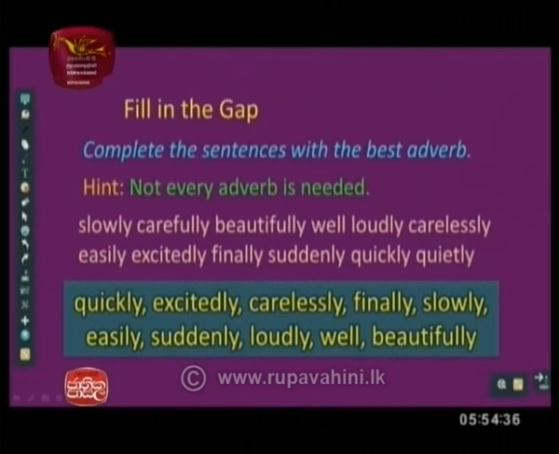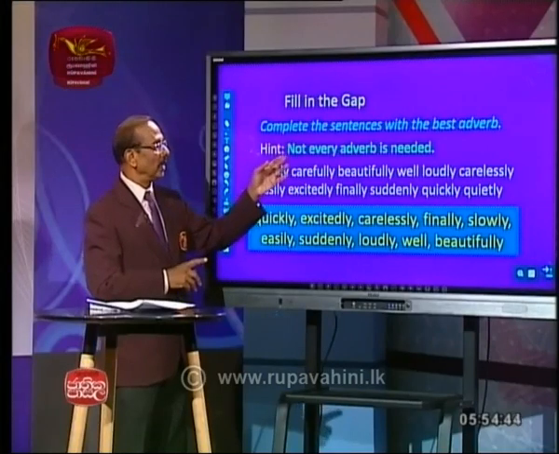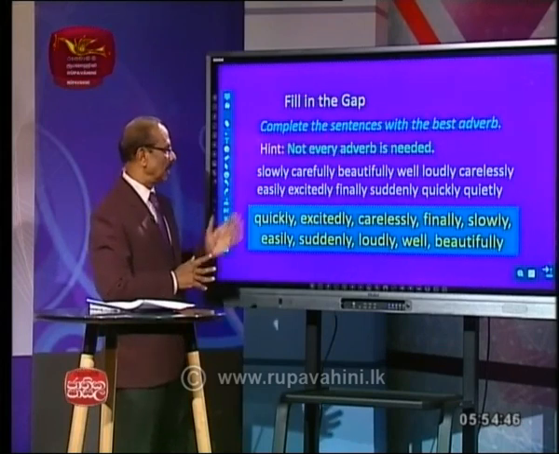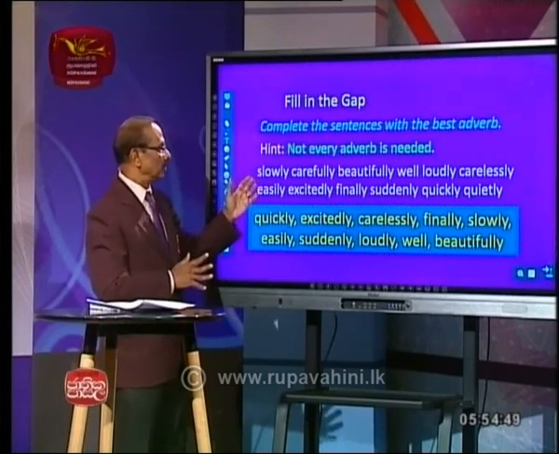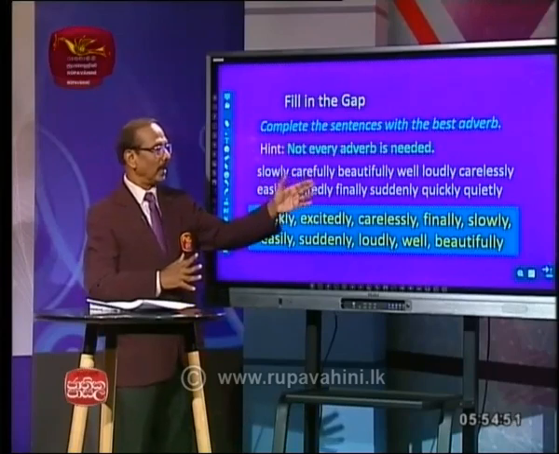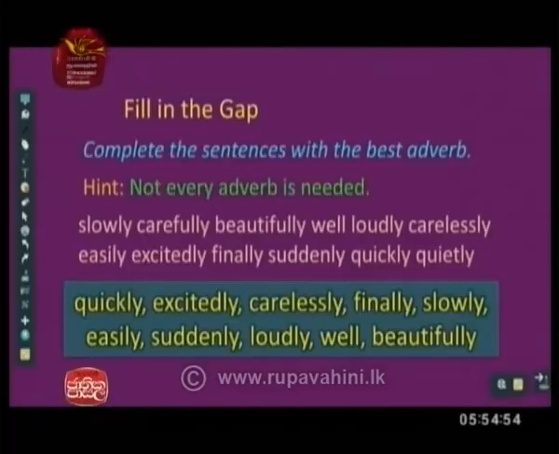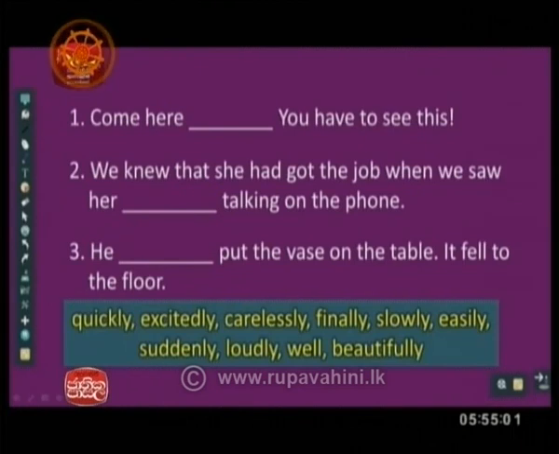Now here are some exercises. Let us do it. Complete the sentences with the best adverb. Not every adverb is needed. මෙතන තියෙන හැම එකක්ම අවශ්‍ය වෙන්නේ නැහැ. Slowly, carefully, beautifully, well, loudly, carelessly, easily, excitedly, finally, suddenly, quickly, quietly. Now let us move on to the first one. Come here, you have to see this. So what is the correct one? Come here quickly. You have to use this one. Come here quickly, you have to see this.